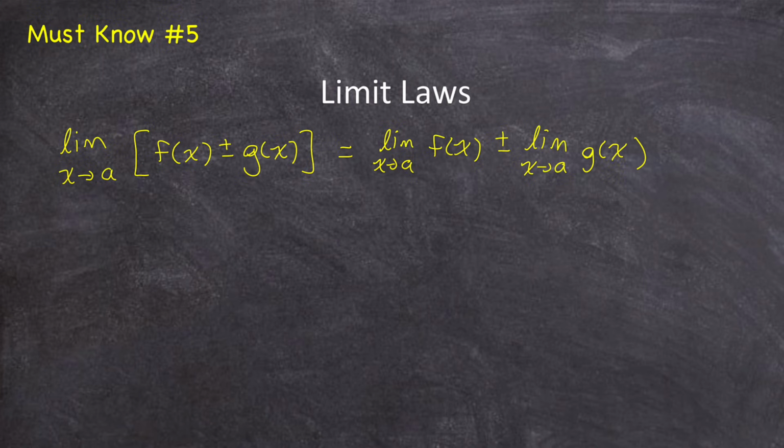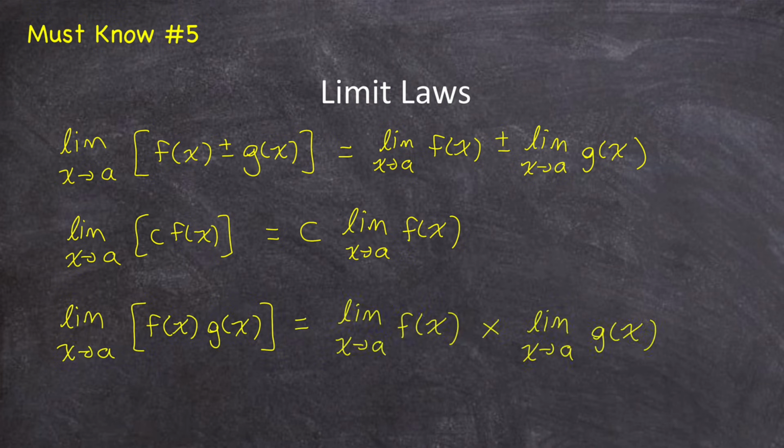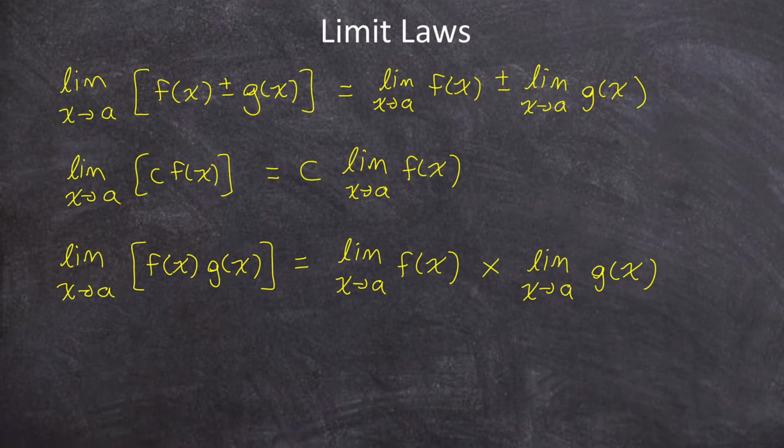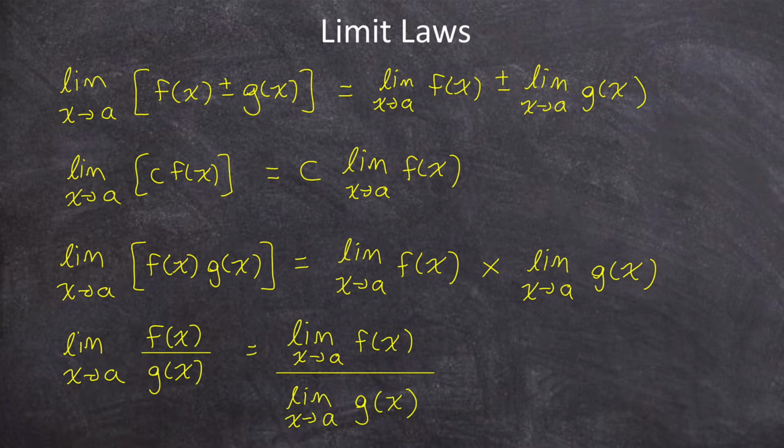The second rule is if we have the limit of a constant times a function. What we can do in that scenario is just do that constant times the limit as x approaches a of that function. The third rule is if we have a limit of a product of functions. That would be equal to just the product of the limits. And the last rule is if we have the limit of a quotient of functions. That would just be equal to the quotient of the limits, which means the limit of the function in the numerator divided by the limit of the function in the denominator. And now that you know those limit laws, we'll put them to good use throughout the video.